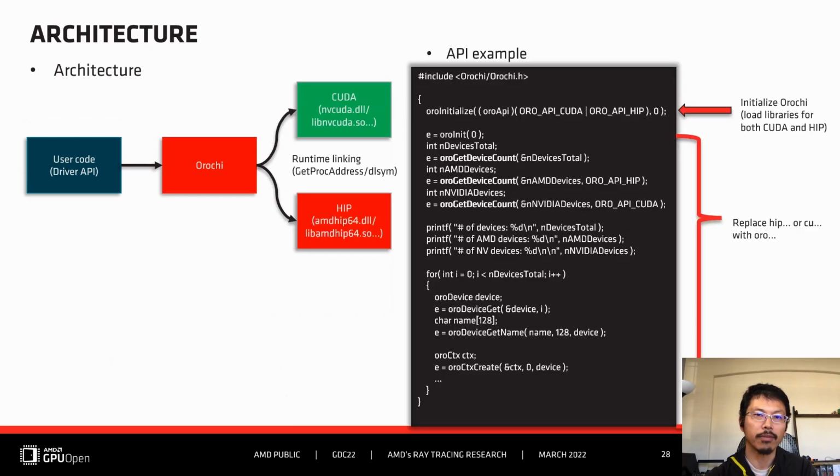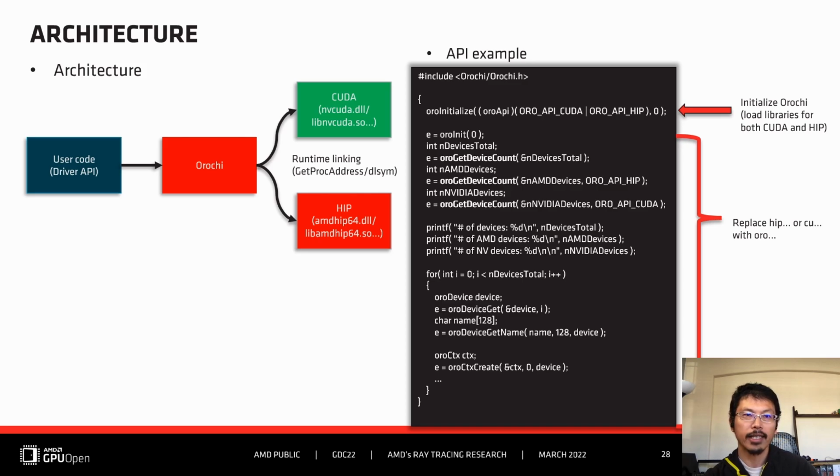The architecture of the library looks like this. This is something I showed in the previous slide. So the user calls the Orochi API, which redirects to the HIP or CUDA API depending on the device. And here is a sample code enumerating the device and creating a context for each. One interesting thing is that if you ask for the device count on your machine, as I said, it is going to return the total number of GPUs you have.